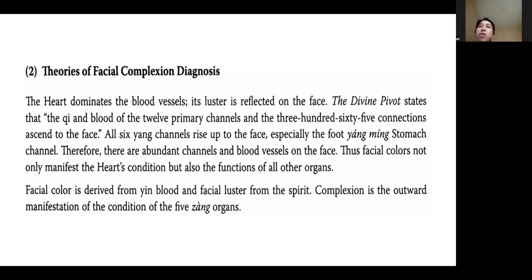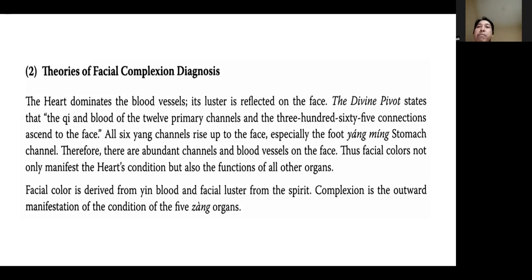Theories of facial complexion diagnosis. The heart dominates the blood vessels. Its luster is reflected on the face. The Divine Pivot states that the qi and the blood of the 12 primary channels and the 365 connections ascend to the face. All 6 yang channels rise up to the face, especially the foot yangming stomach channel. Therefore, there are abundant channels and blood vessels on the face. Thus, facial colors not only manifest the heart condition but also the function of all other organs.